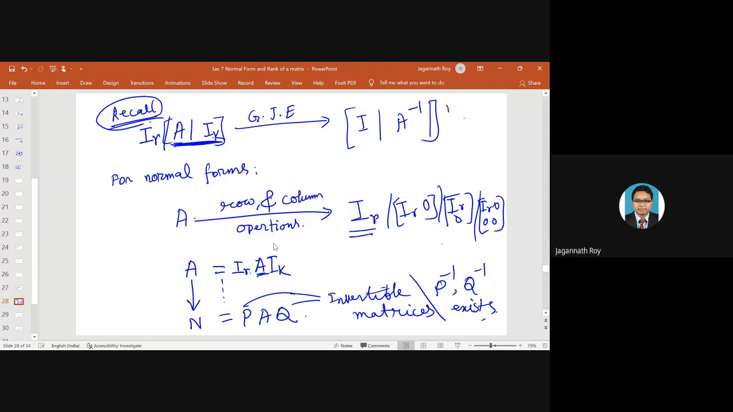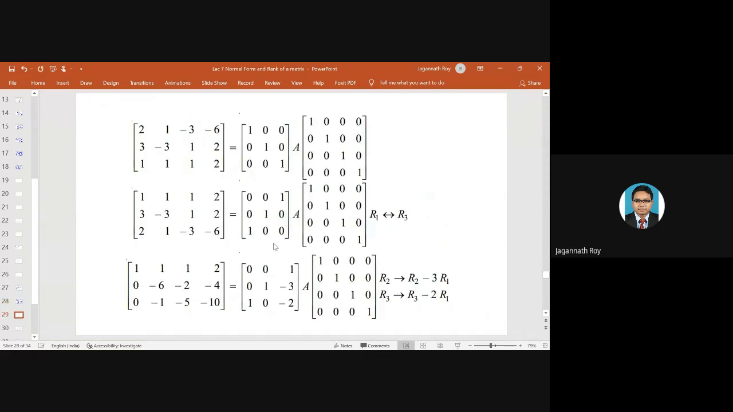Okay. So how do we do that? Let us do the idea. The idea is to write the A matrix and try to reduce it to the normal form. Because this is a 3 by 4 matrix, we have to balance it.